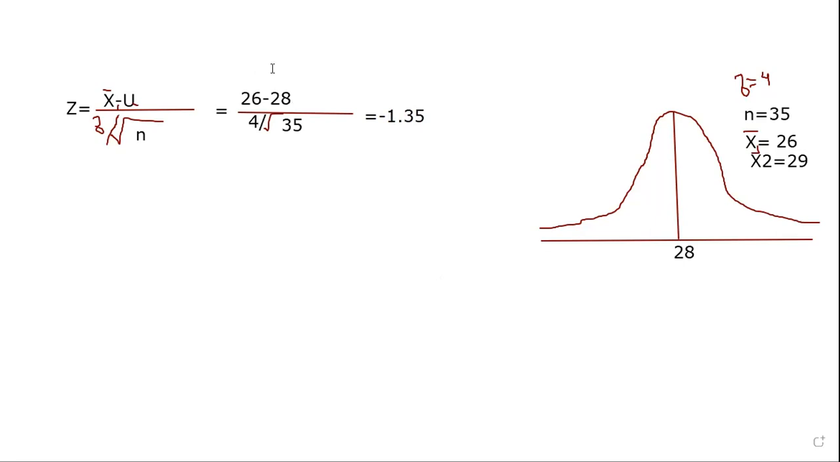So 26 is here, below, and then we have 29 here. These are the two values. Again, the z-score for x bar 2.